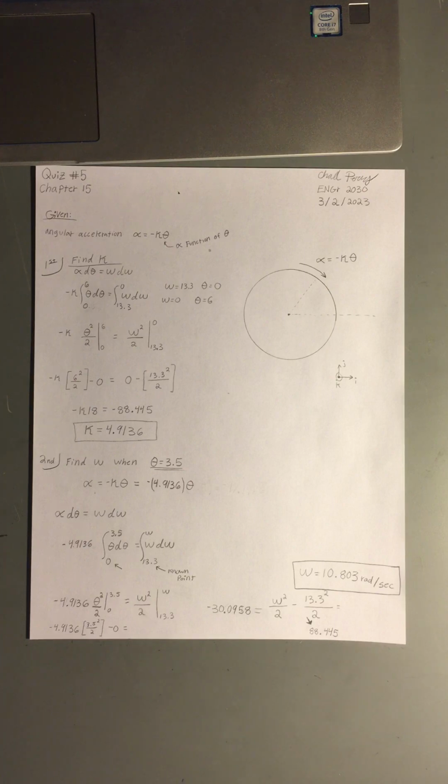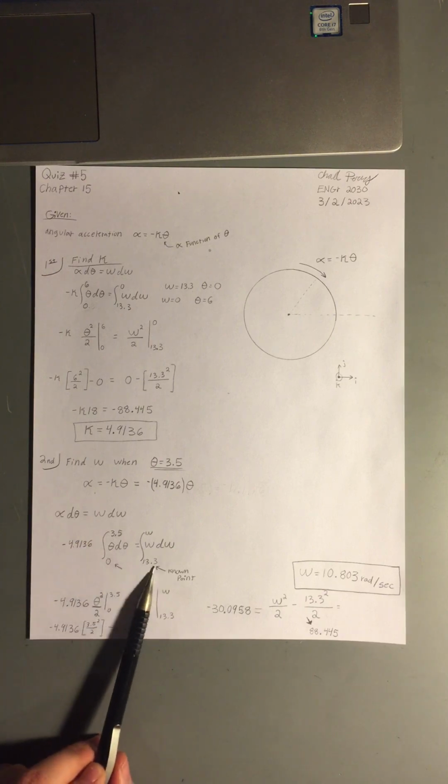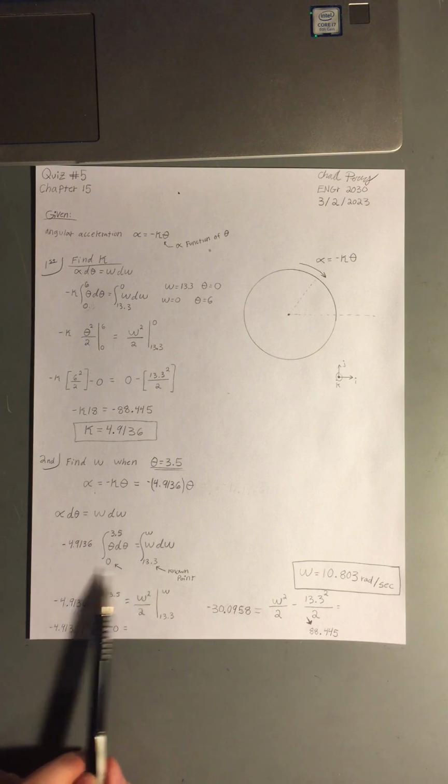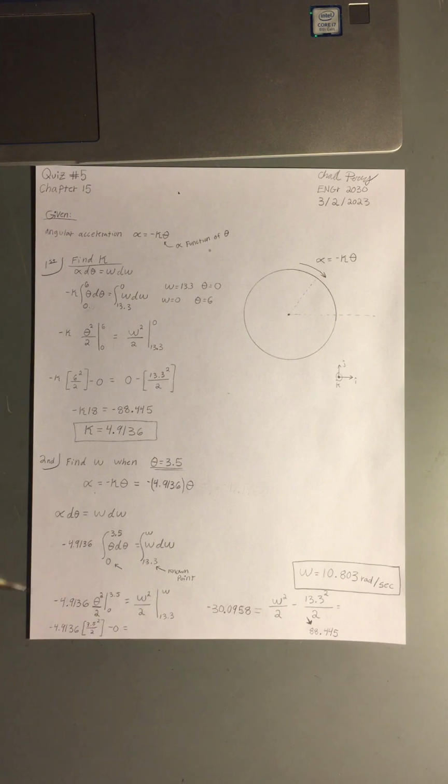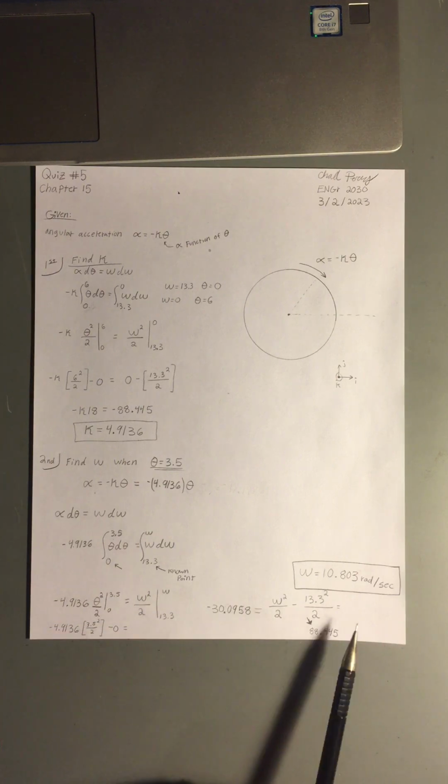And then as far as our bounds, we're looking for omega when theta equals 3.5. And then I plugged in this point here, which is another point that we were given. So we have both our bounds. And then, just like when we were finding k, we have to integrate again. And so integrating this equation gives us this. And then plugging in our bounds gives us this equation here.